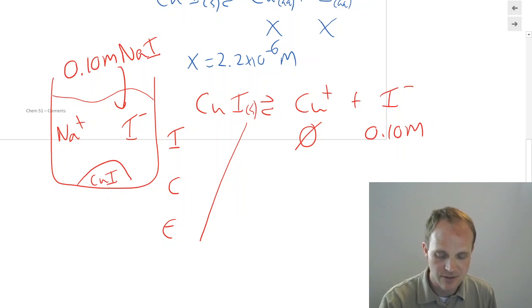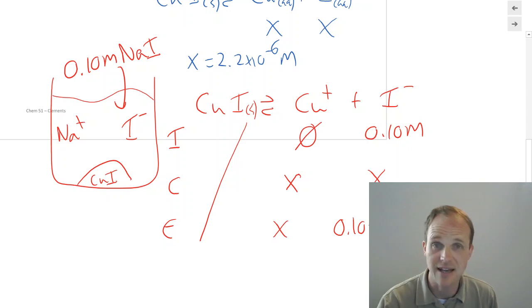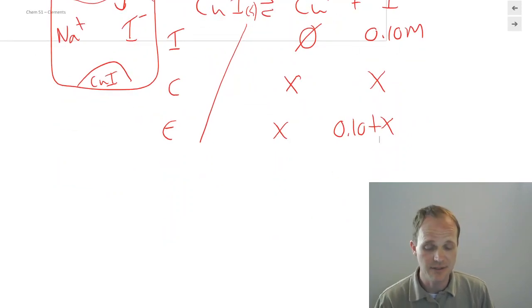So what does that do? We know we're going to make x. We know we're going to make x. This is x, and this is 0.10 plus x now. So it looks a little bit different than what we did before.